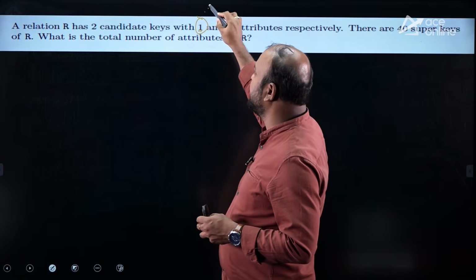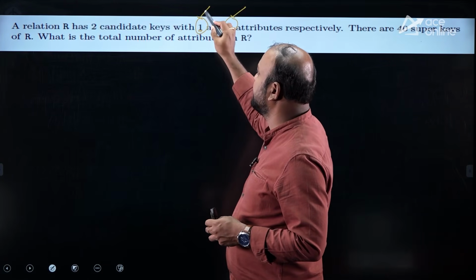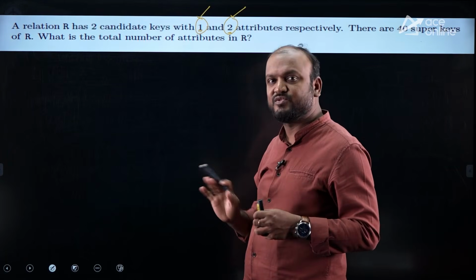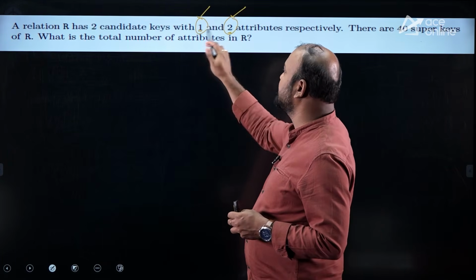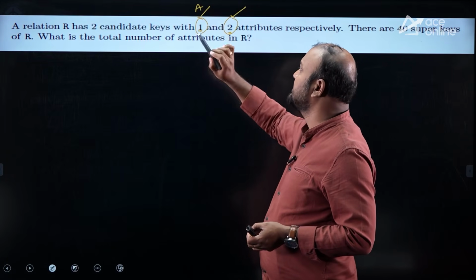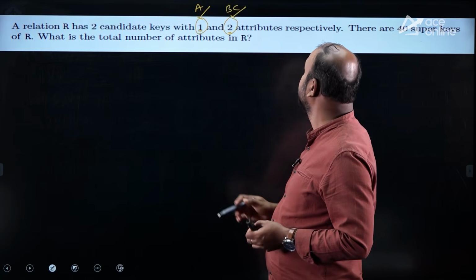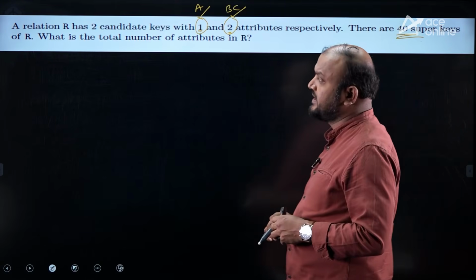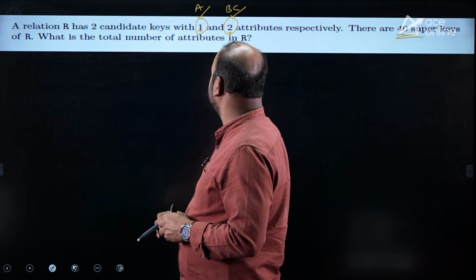This is a key with one attribute, this is a key with two attributes. If the same attribute is common, then the two attributes is not considered a candidate key, that is a super key only. So these two are definitely different. Okay. So assuming this is A, this is BC. There are 40 super keys, totally 40 super keys of R. What is the total number of attributes in R?